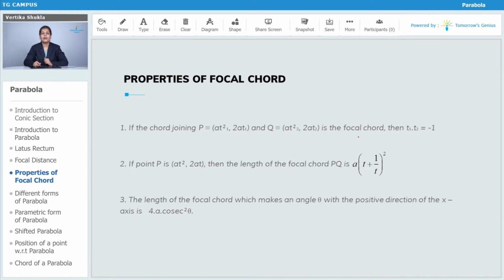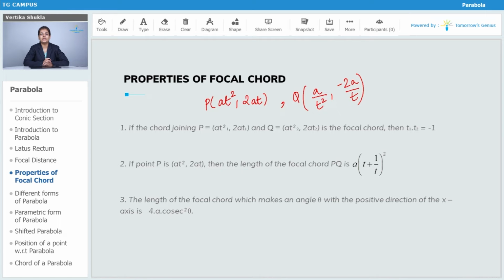important property. And because of this property, you can say that if one extremity of the focal chord is, suppose, P (at square, 2at), then the second extremity of that focal chord will be Q (a by t square, minus 2a by t). You can write the extremities of the focal chord in this way.